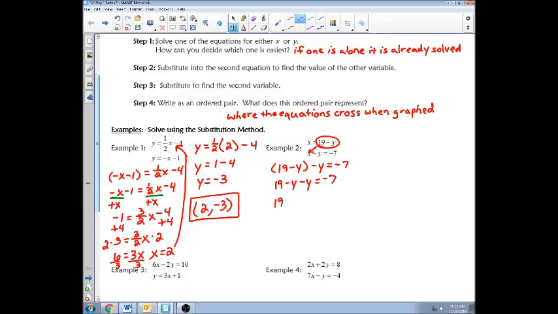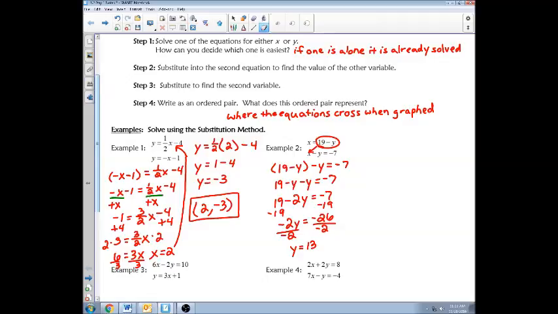So it would be 19 minus y equals negative 7. 19 minus y minus y would be negative 2y, equal to negative 7. Now to solve for y, I'm going to subtract 19 from both sides. So that would get me negative 2y is equal to negative 7 minus 19, which is negative 26. Divide by negative 2. So y would equal 13.